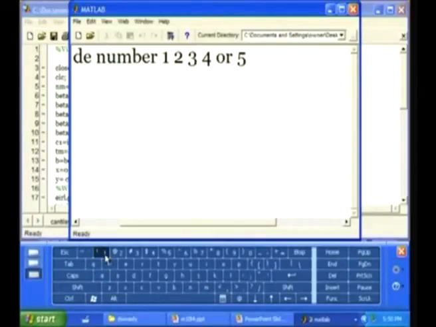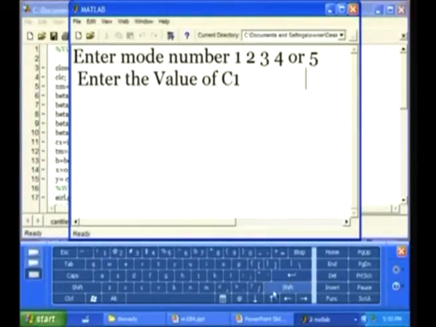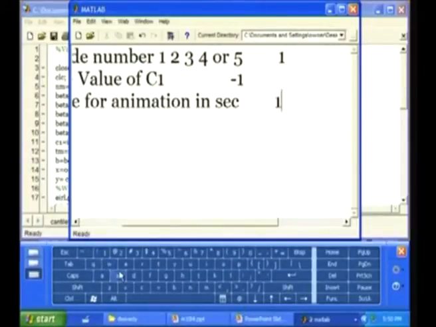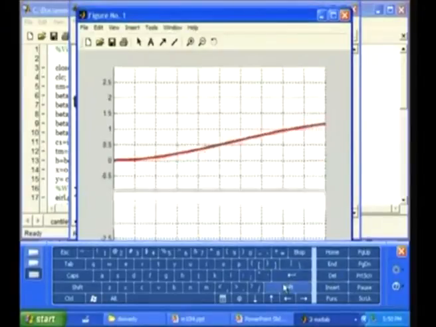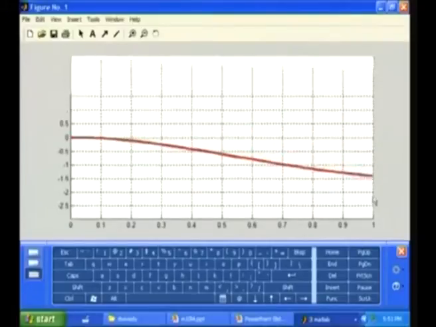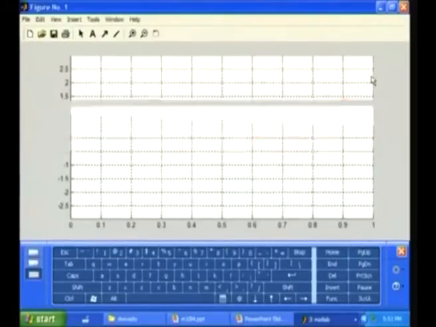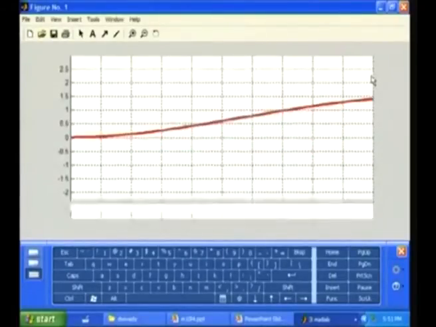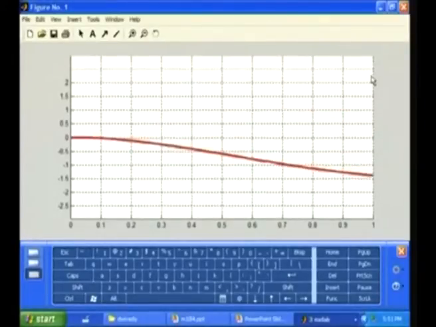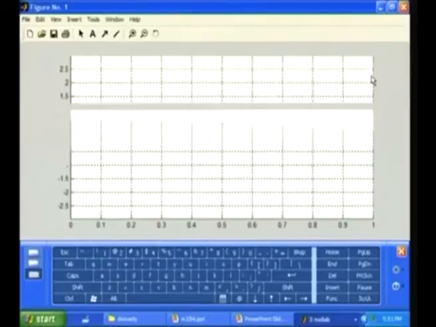So let us see the first mode. For the first mode, I can enter the value of C1 and let us see the animation for 10 seconds. You can see the cantilever beam is moving up and down in the first mode. In the first mode you have seen beta L equal to 1.875.